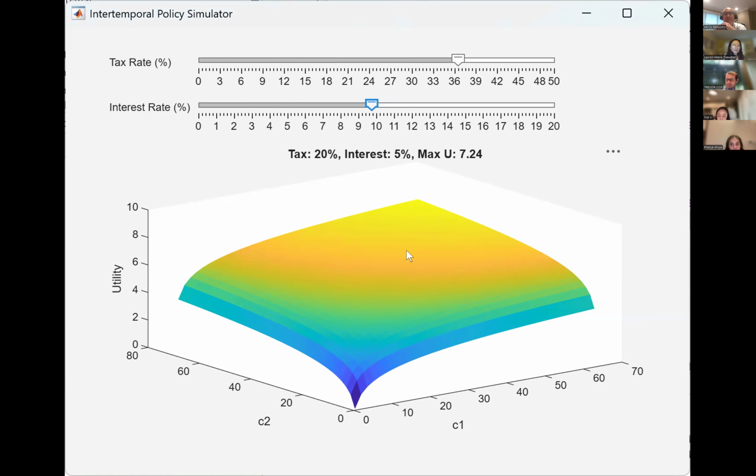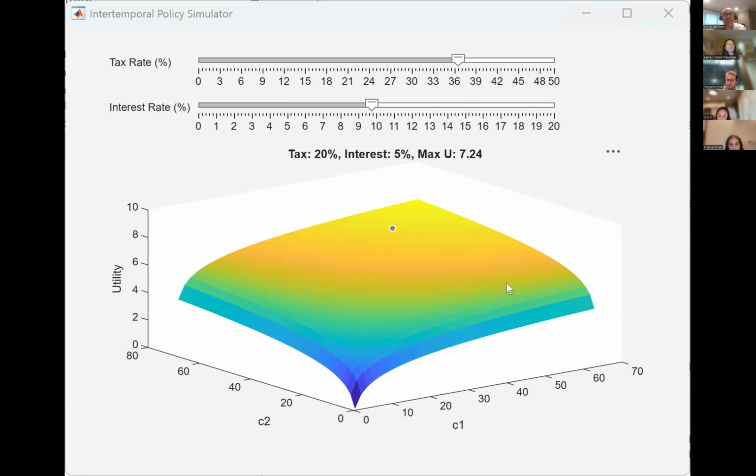It's not reflecting on my end, but the long story short is you manipulate these rates, you're going to get a red dot here, and it'll tell you, given this rate, given this tax, you'll get this amount of utility, and this will be your consumption at this time. Any questions? I hope that was recorded.